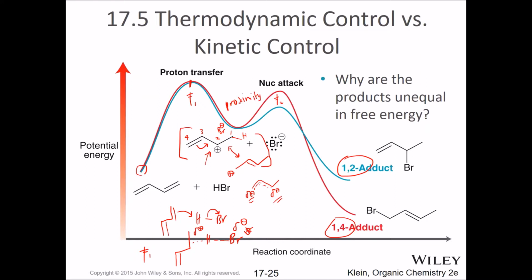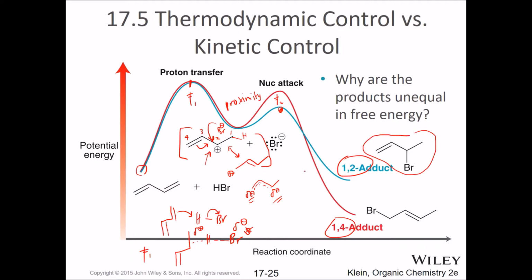Don't write that down. I don't think it matters. It's called a proximity effect, and the bromide is right close by anyway when this happens. So bam, there it goes, right there, okay? And that's going to give you the blue curve, which gives you this one here, right? Can you see that?